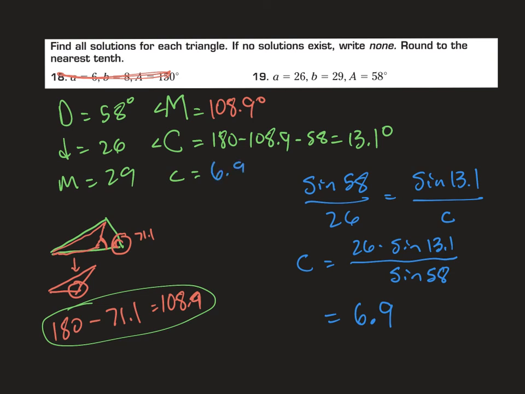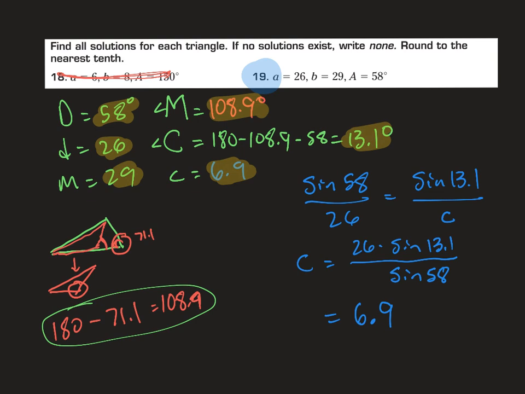So our triangle this time, the angles are 58, 108.9, and 13.1, and the sides are 26, 29, and 6.9. Both of those, the triangle from the last slide and the triangle from this slide, are solutions to number 19. A lot of work when there are two solutions, so we don't want to do too many like this, but I want you to be aware that this can happen, and this is how you solve for those problems. And if you made it through the video, you got a couple of free answers here.